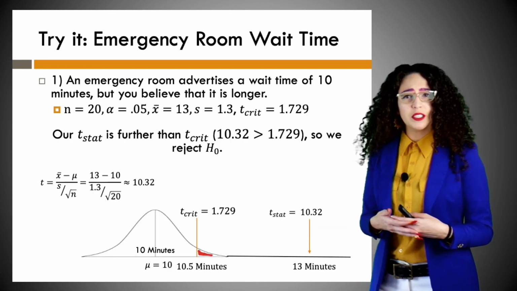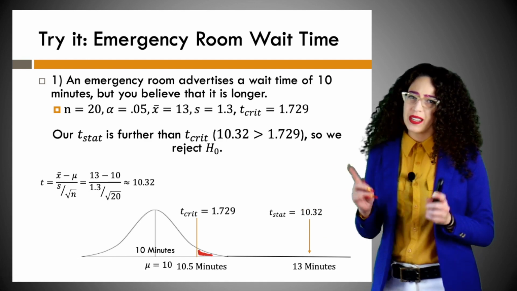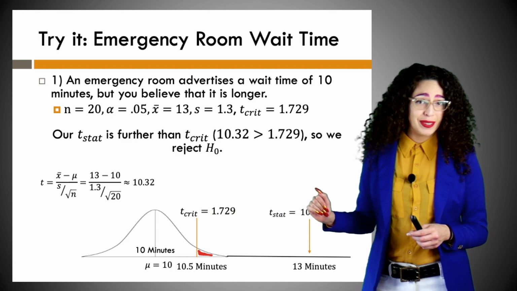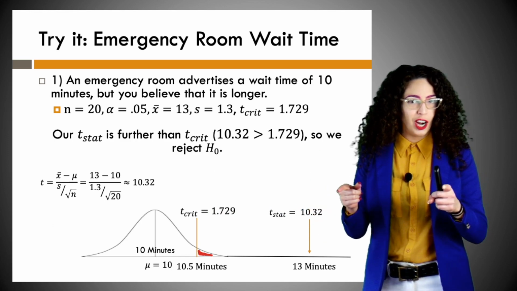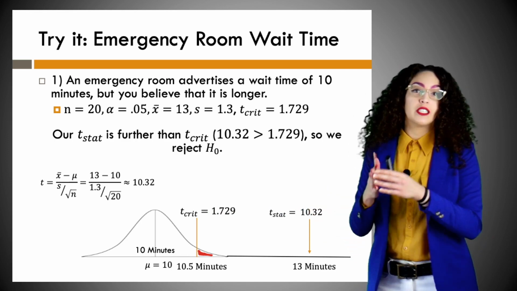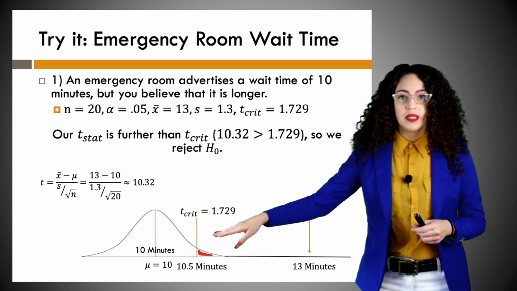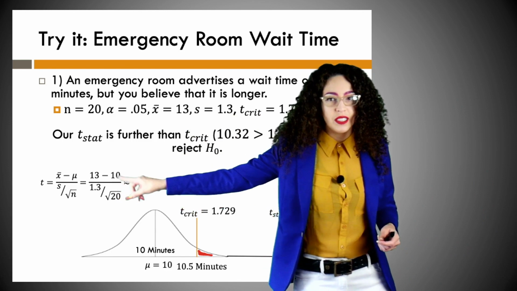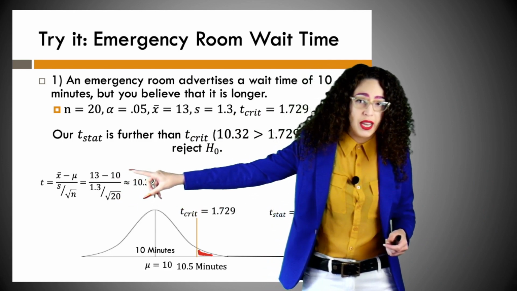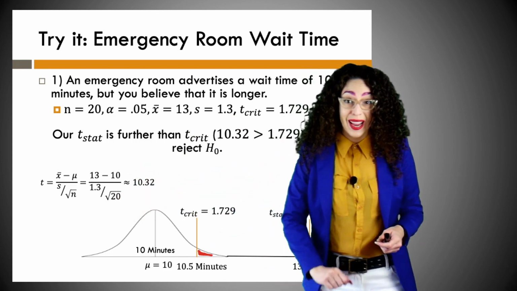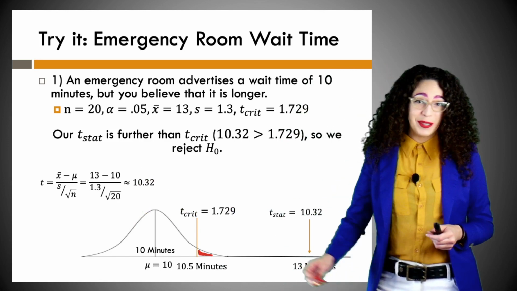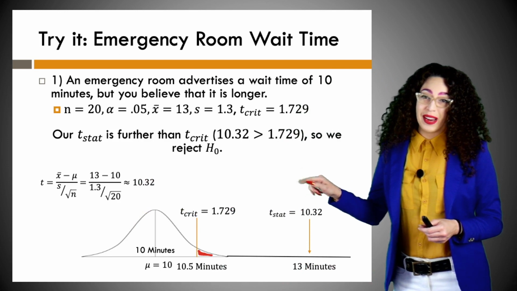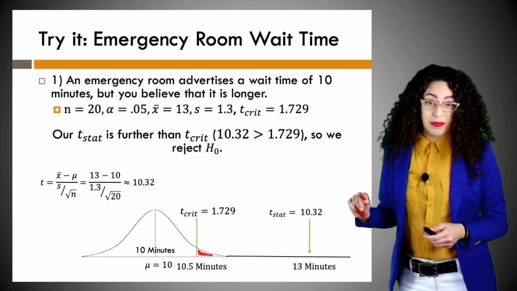Number 1, an emergency room advertises a wait time of 10 minutes, but you believe that it is longer. We've already got our critical value, and we know it's positive and goes on the right side because you drew the picture, and because we think it's longer, so that is going to be a right-tailed test. So we put that right here. Take all of our lovely information here, get our sample mean of 13 minus the proposed mu, 10, divided by our standard error, we get 10.32, which is a huge t-statistic. It's going to be way out here, so we know right away that we can reject our null hypothesis.